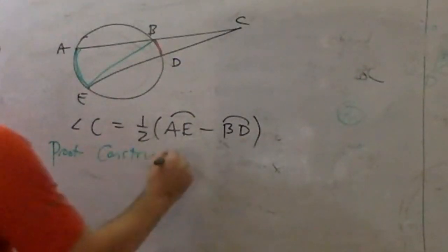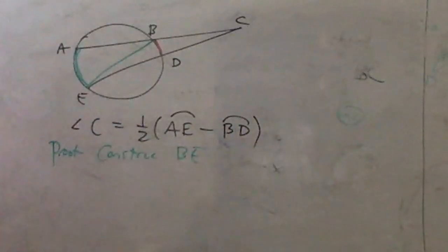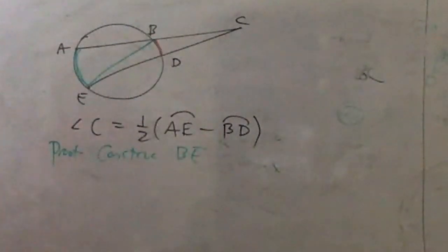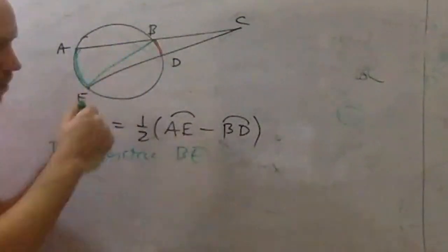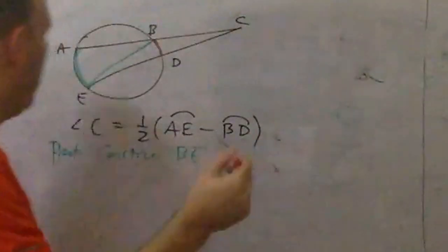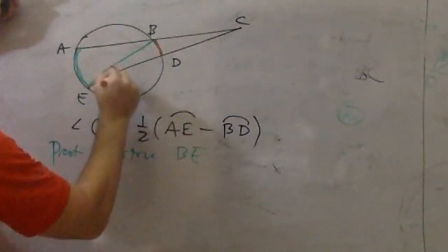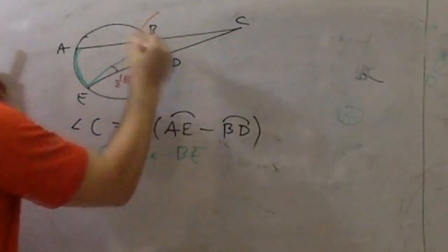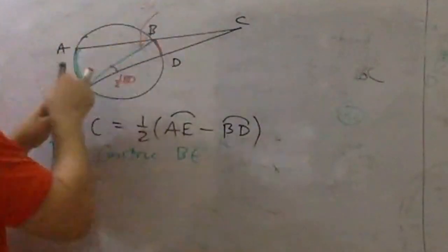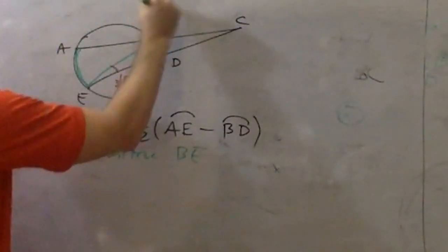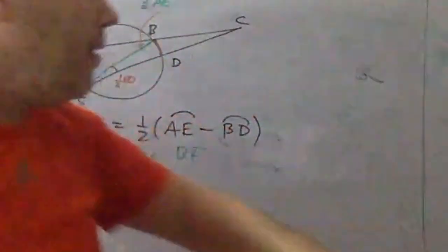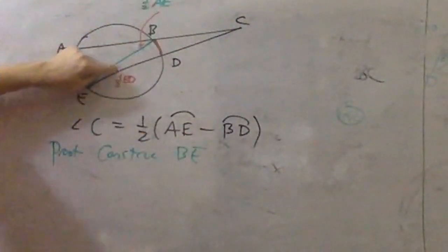Construct BE. Well, what have we done? We've just created two inscribed angles. Let me get my red pen, sorry. Over here, this angle is 1/2 BD. And right here, let me use my green, this is 1/2 AE. Well, it's the same exact thing we just did in the last unit. Once again, this is the exterior angle to the two interiors.